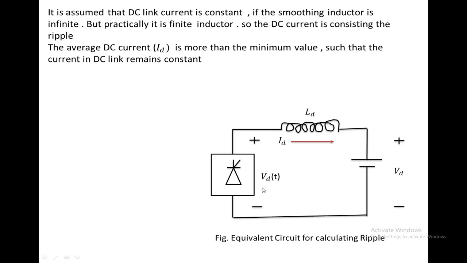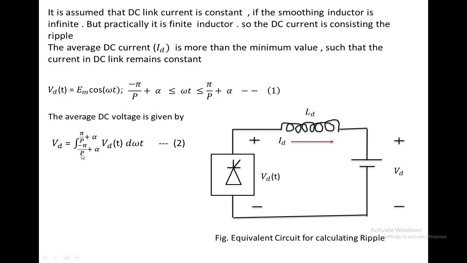Now the expression for Vd of t: Vd of t equal to Em cos omega t, where omega t is greater than minus pi by P plus alpha and less than pi by P plus alpha, where P is nothing but the pulse number. Suppose if we take the 6 pulse converter, then the P value becomes 6. If we take the 12 pulse converter, then the P value becomes 12.